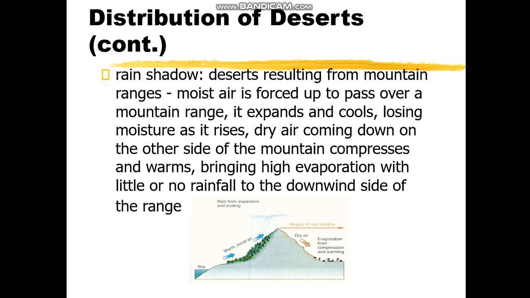Other deserts are located in the rain shadows of mountain ranges. As most air passes over a mountain range, it expands and cools, precipitating most of its moisture as it rises. As we can see here in the figure, there are two sides of the mountain. From one side, moist warm air comes up, rises, expands, and cools. On the other side, when it comes down, it has lost all of its moisture. So while coming down, it brings with it high evaporation, with little or no rainfall, to the downside of the range on the other side, as told above.